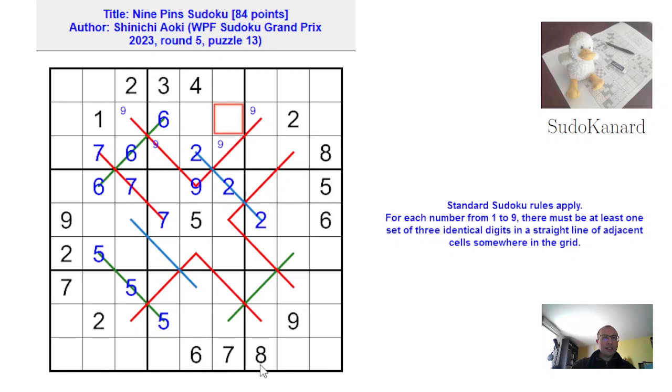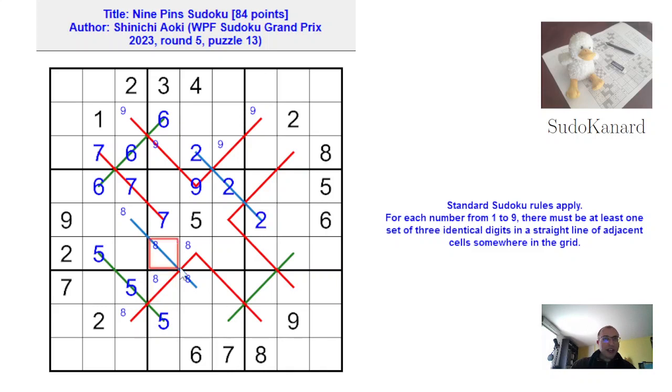And 8 seems to be very constrained, because we see that 8 won't be on this red pin, it won't be on this green pin, it won't be on this part of this red pin. So 8 can still be on this blue pin, and on this part it will have to be in one of those two pins.